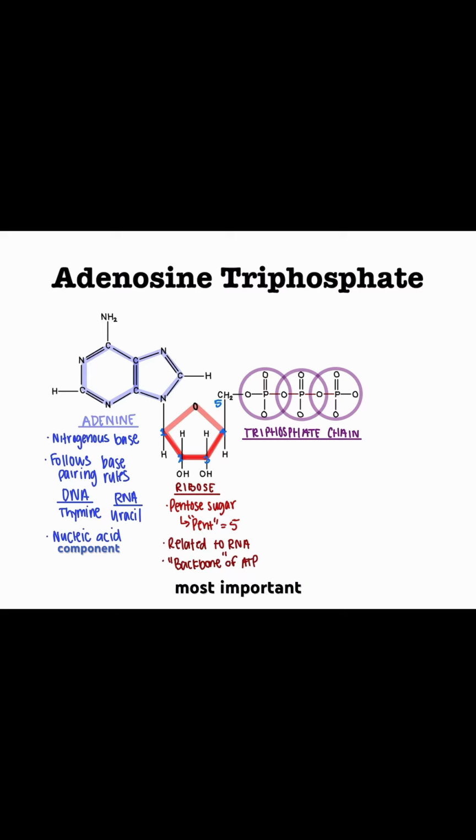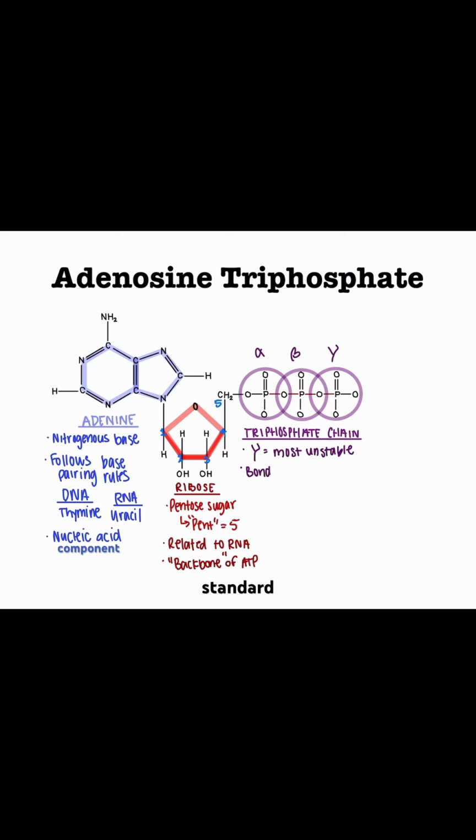And the final and most important part of ATP is its 3 phosphate groups. We have alpha, which is closest to ribose, beta, which is in the middle, and gamma, which is the terminal phosphate. Gamma is also the most unstable, and it's the one that is most easily hydrolyzed. The hydrolysis of the bonds that hold together these phosphate groups releases energy.